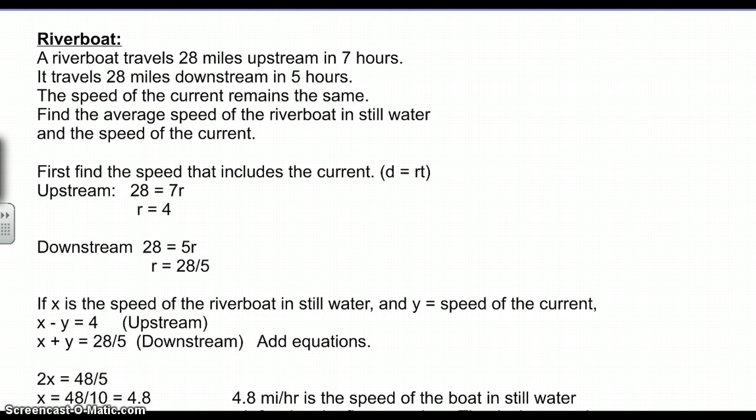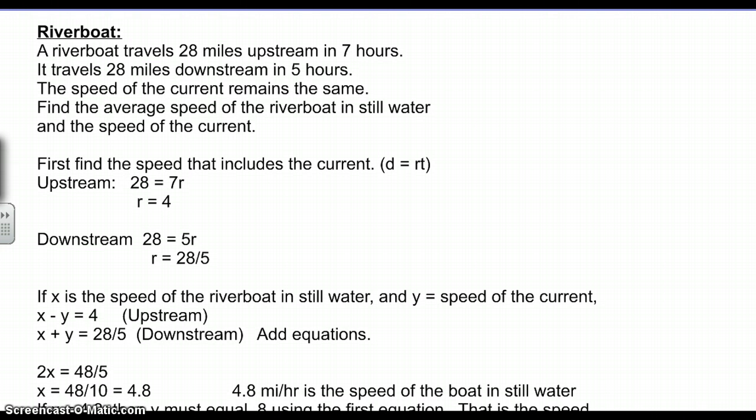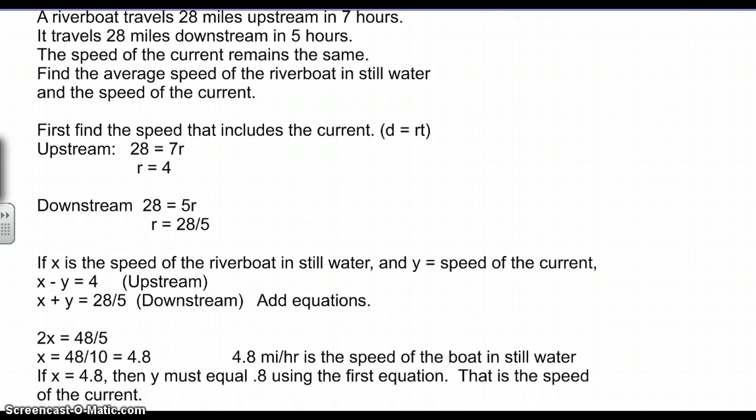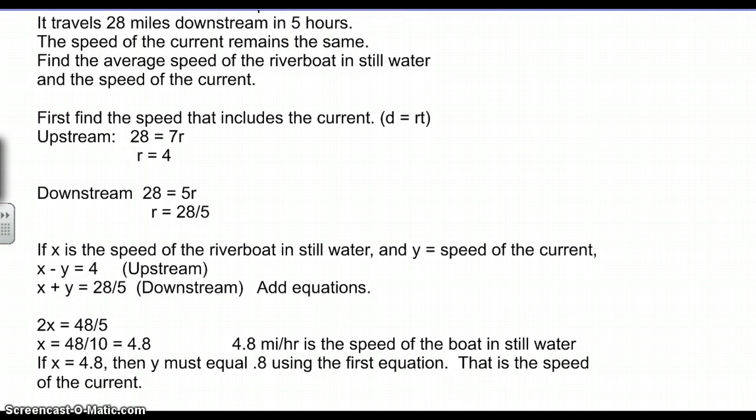This is a riverboat, and a riverboat's traveling 28 miles upstream in 7 hours and 28 miles downstream in 5 hours. The speed of the current remains the same throughout the round trip. Find the average speed of the riverboat in still water and the speed of the current. The first thing we always do is find the speed that includes the current, whether you're fighting the current or you're riding on top of it. So we use distance equals rate times time. We know that upstream the distance is 28 miles, and that equals the time 7 times r, so r equals 4. Downstream we have the distance of 28, and that equals 5r. You took 5 hours for the trip, so r equals 28/5.